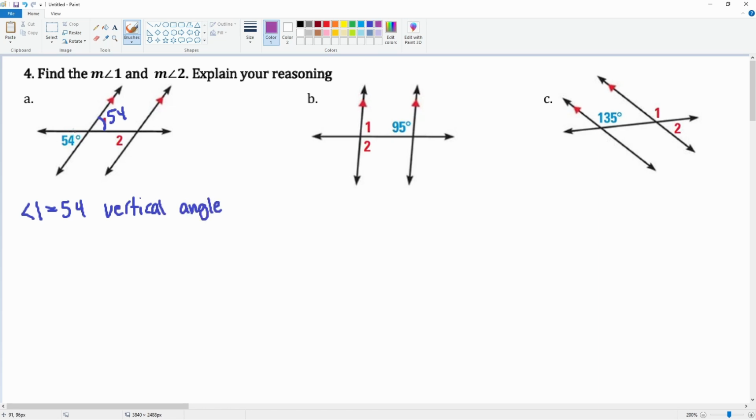Then 54 is on the bottom left, matches with angle 2. Angle 2 is also 54, and this is by corresponding angles.